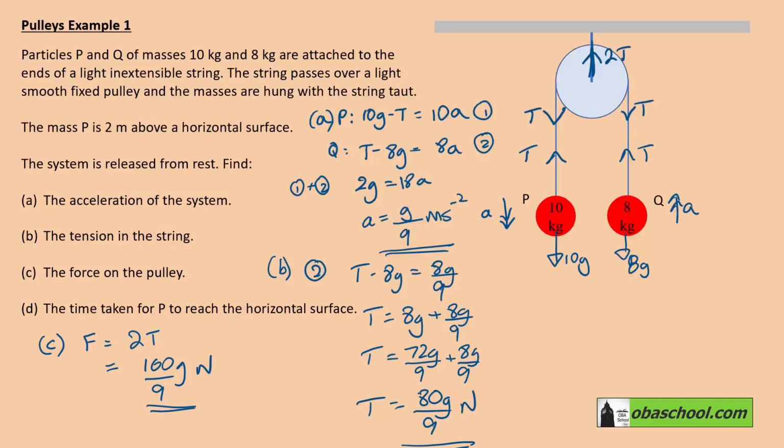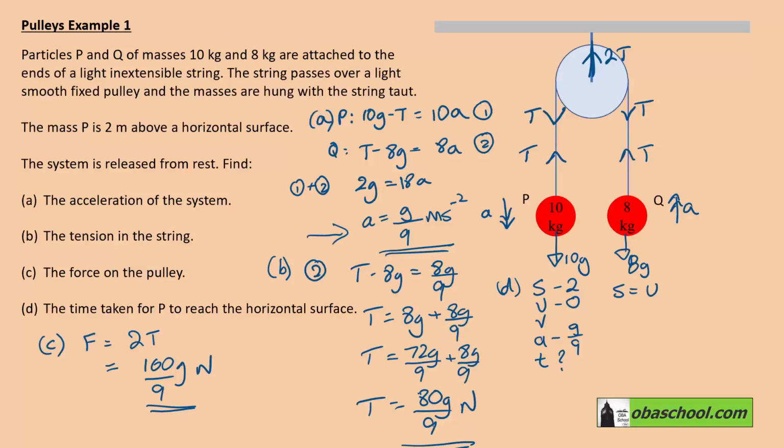Finally, the time taken for P to reach the horizontal surface. Well, we know that a is this. Now, it was released from rest. Constant acceleration, so we can use the SUVAT equations. We know the distance is 2. We know u is 0. We know that a is g over 9. And t is what we're trying to find.